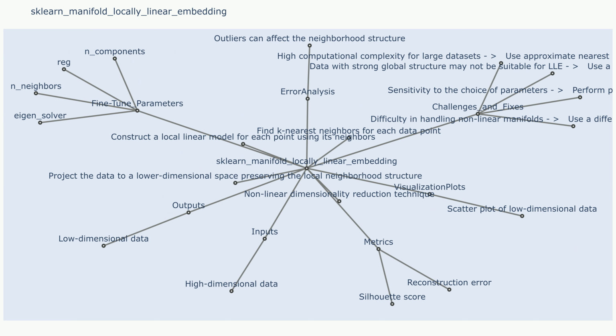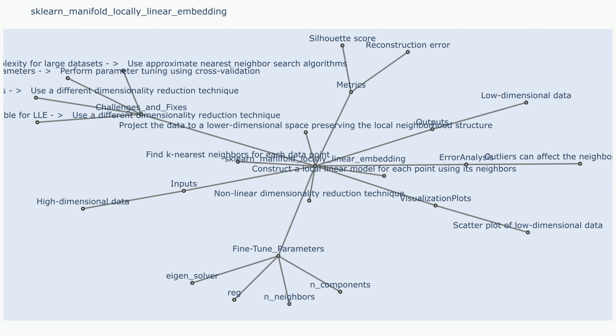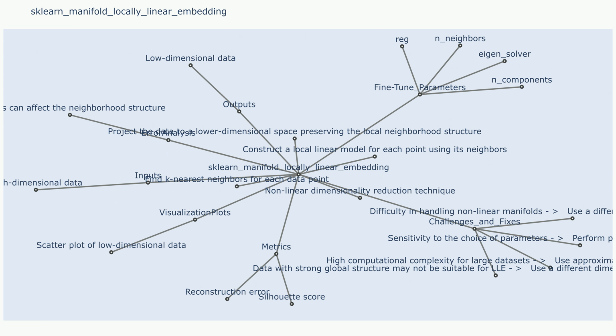Inputs: X. The input data is a NumPy array of shape n_samples, n_features, where n_samples is the number of data points and n_features is the number of features. n_components, the number of dimensions to reduce the data to. Outputs: Y. The lower dimensional embedding of the data is a NumPy array of shape n_samples, n_components. Reconstruction error: the reconstruction error for each data point, indicating how well the data can be reconstructed from its neighbors in the lower dimensional space.